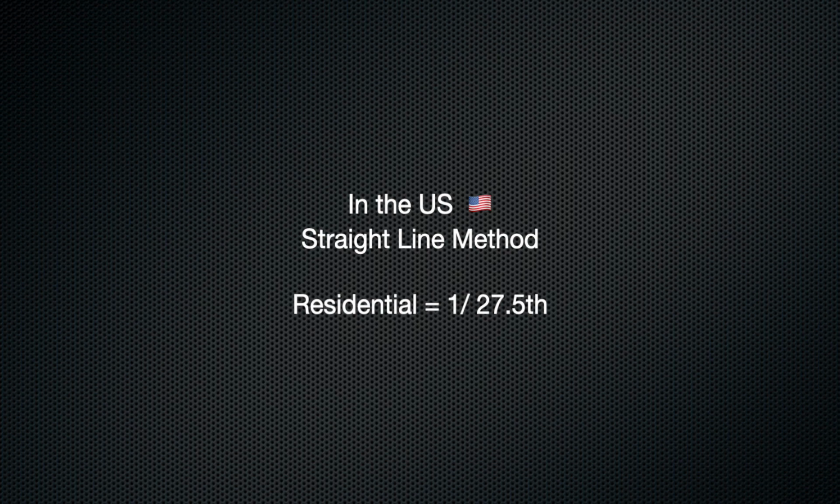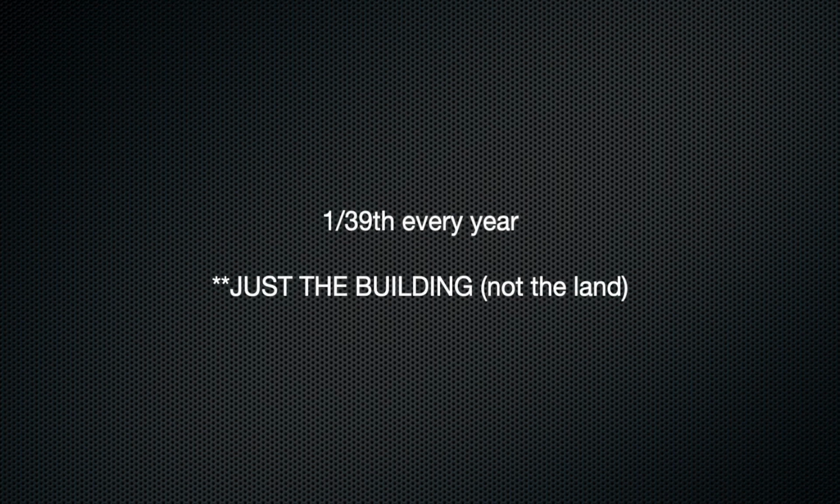And in the US, depreciation is done in a straight line method. Meaning that each payment stays constant. So, all you have to do is remove 1/39th of the value of the building every year. Remember, it's just 1/39th of the value of the building, not 1/39th of the land. The advantage of doing a straight line depreciation is that the amount is constant.